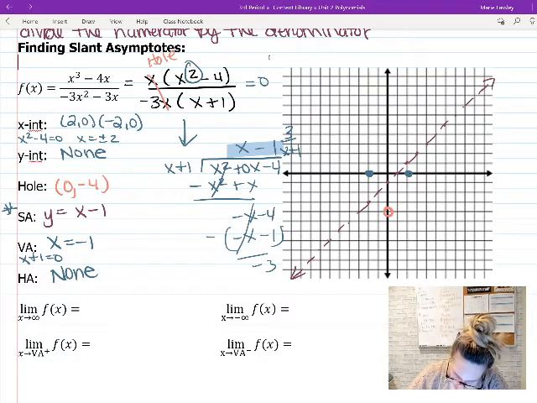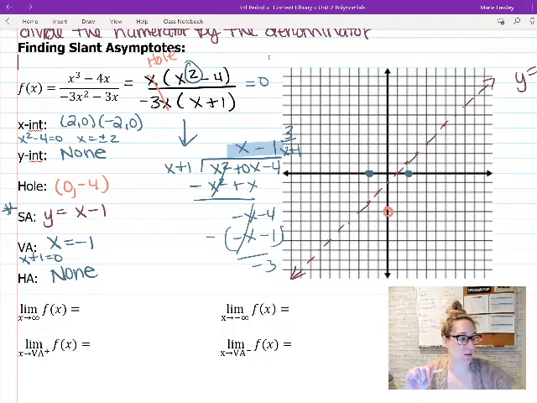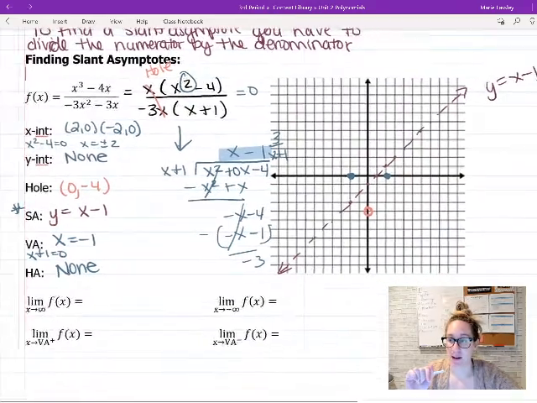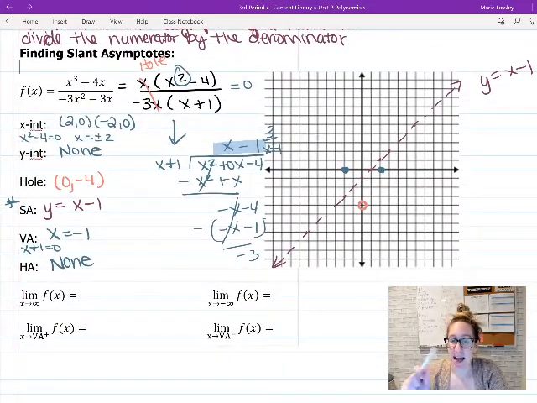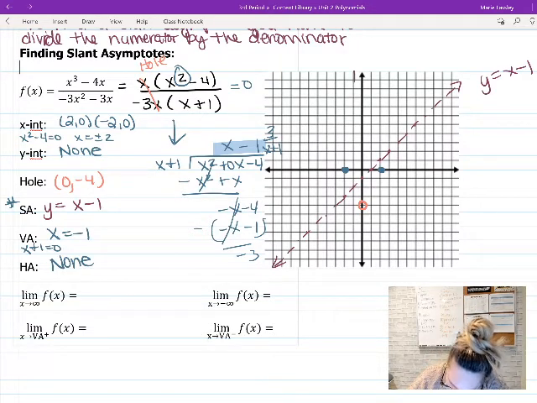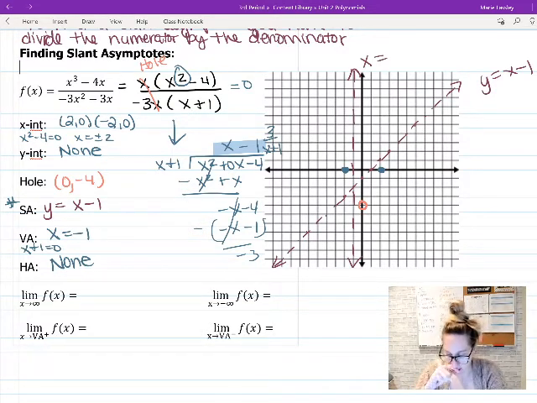Okay, so this is y equals x minus 1. So there's my slant asymptote. Oh, a little bit off the screen over there. There we go, y equals x minus 1. All right, and I have my vertical asymptote of x equals negative 1. So I can go ahead and plot that also. X equals negative 1. Now, if you feel like you need to use your calculator for this, you can, but I have enough points on the graph, I think I can go ahead and sketch this.